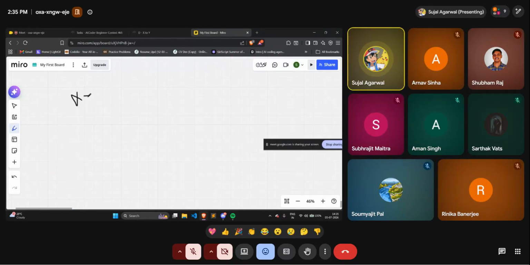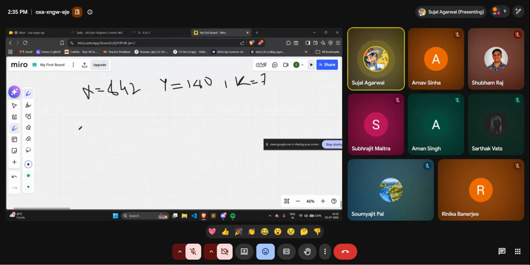X was given as 842. Y was given as 180. K was given as 7. So we need to check if, like in the question, it is guaranteed that we can obviously convert all X to all Y. So we need to check. We need to report the minimum number of operations we can do to perform X to Y.